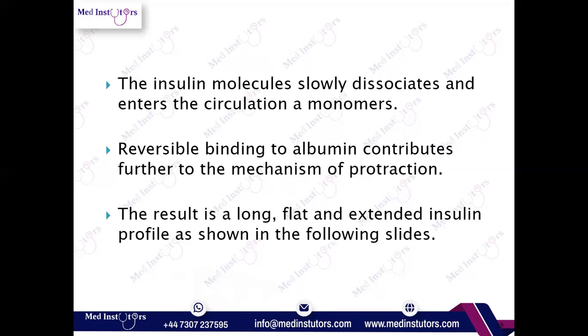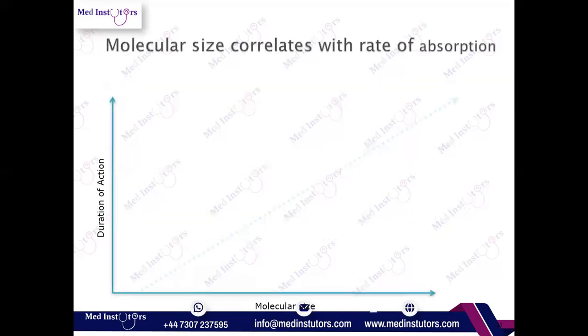Reversible binding to the albumin contributes further to the mechanism of protraction or long duration of action. The result is a long, flat, and extended insulin profile as shown in the following slides. You can see here, when the degludec, on the x-axis you have the molecular size, and on the y-axis you have the duration of action.